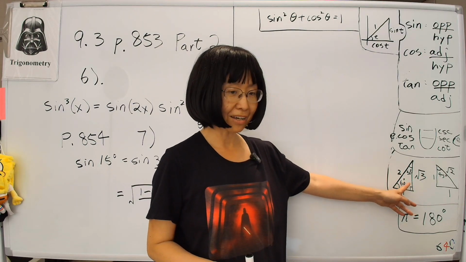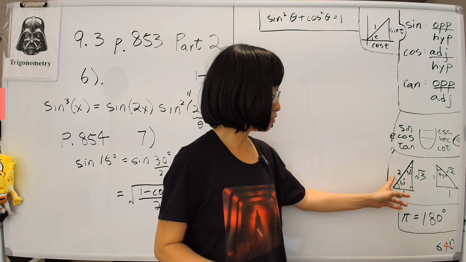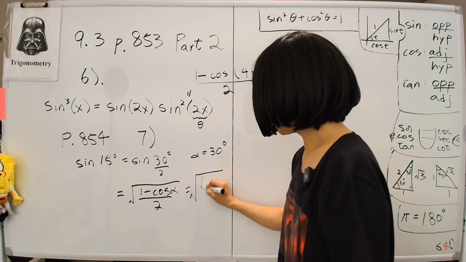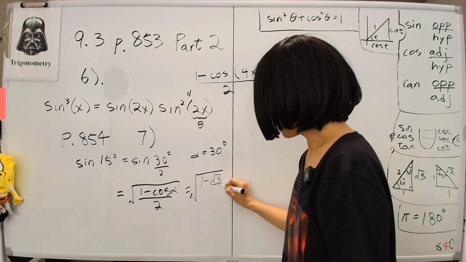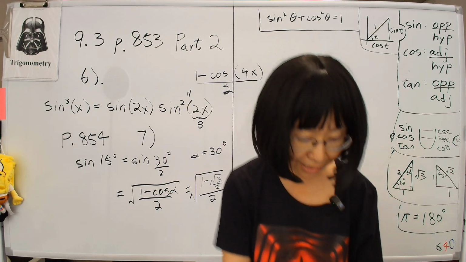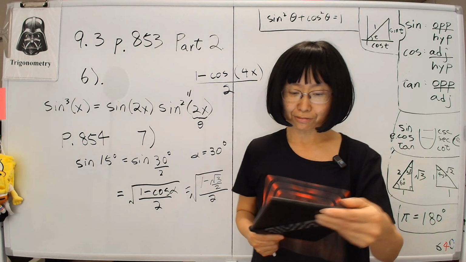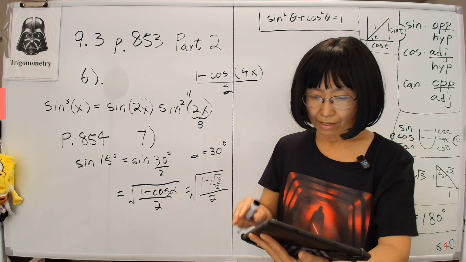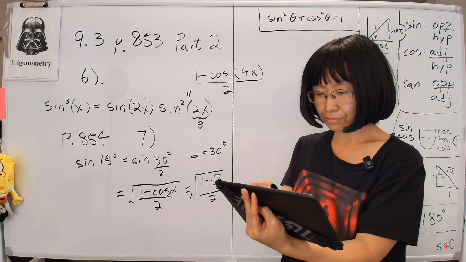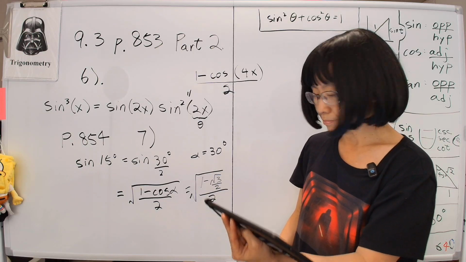We look at our handy little triangle here. Cosine of 30 is square root of 3 over 2, adjacent over hypotenuse. So then that equals 1 minus square root of 3 over 2, and then divided by 2. That's basically the answer. However, we might want to simplify this. What does the book want? Square root of 3 over 2 over 2, right? I suppose we can simplify it a little bit.